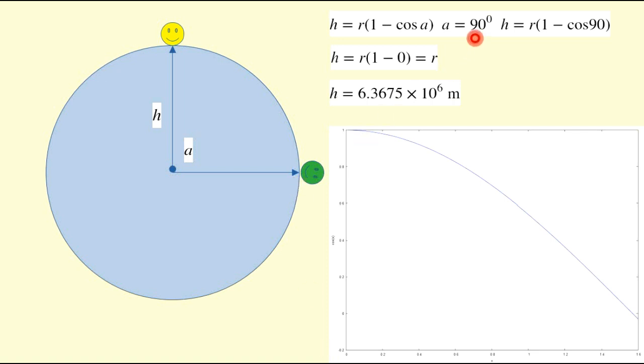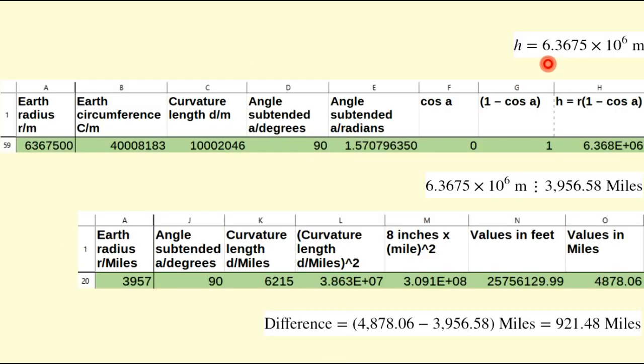Now we're going to go for 90 degrees. Remember, the cos of 90 is 0, so that's 0. And it's really obvious because that height there is the radius. So then we have the straightforward radius of the Earth. And that matches very nicely with the calculated version and also the spreadsheet version. And then we see here with the converting into miles, there is an increasingly bigger discrepancy with the 8 inches per mile squared calculated value, 920 now.